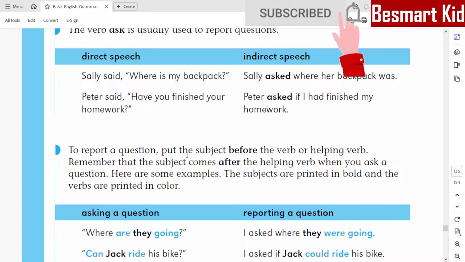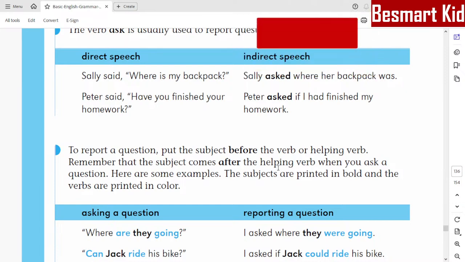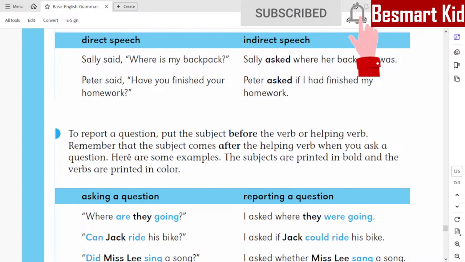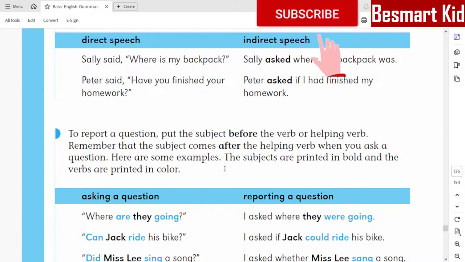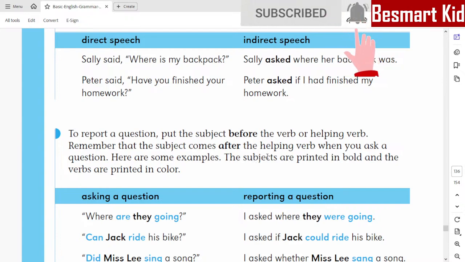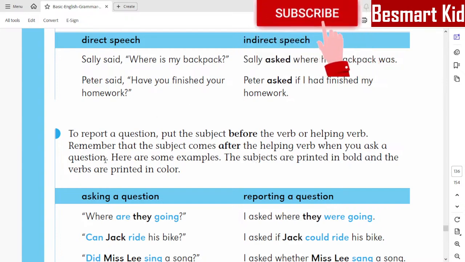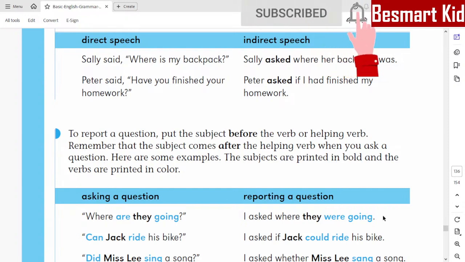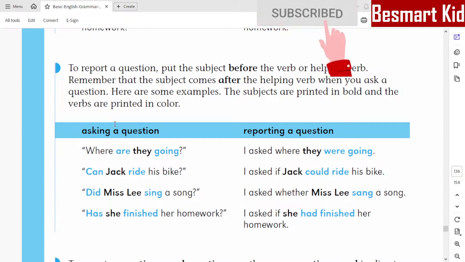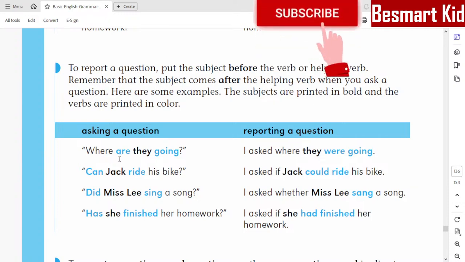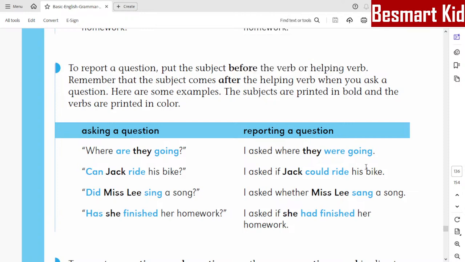To report a question, put the subject before the verb or helping verb. Remember that the subject comes after the helping verb when you ask a question. Here are some examples. The subjects are printed in bold and the verbs are printed in color. Now, here we have asking a question, here we have reporting a question. "Where are you going?" I asked where they were going. "Can Jack ride this bike?" I asked if Jack could ride his bike.